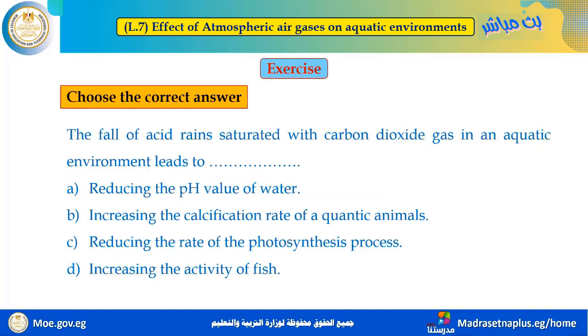Another question. The fall of acid rain, saturated with carbon dioxide gas, in an aquatic environment leads to: reducing the pH value of water, increasing the calcification rate of aquatic animals, reducing the rate of the photosynthesis process, increasing the activity of fish. Yes, that's right. Reducing the pH value of water.